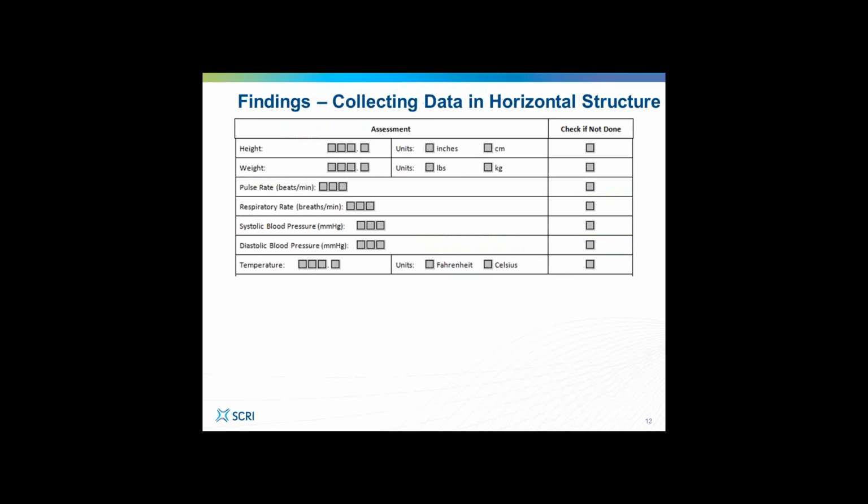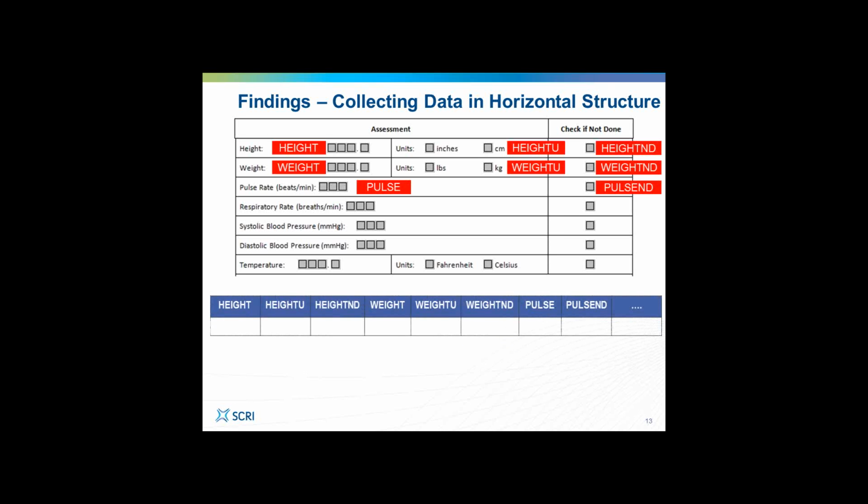The next type of CRF I want to talk about relates to the findings. So this relates to laboratory data sets, the vital signs, ECG, etc. For findings like vital signs, some companies choose to collect the data in horizontal structure. So here you have height, weight, pulse rate, etc., and each field becomes a variable itself. So typically, your data table may look like this. So you have height, a separate variable for weight, the unit, and then the pulse rate, etc.